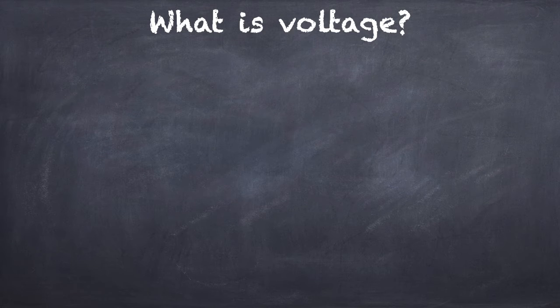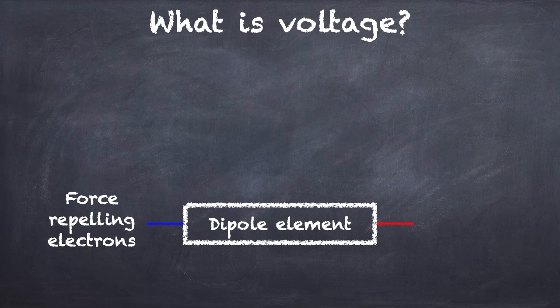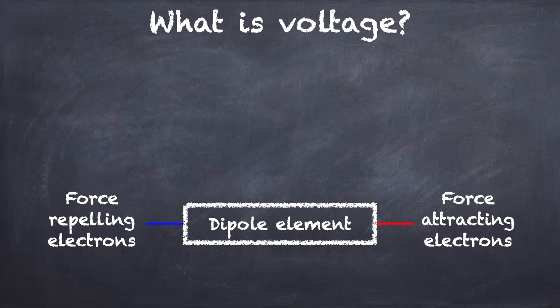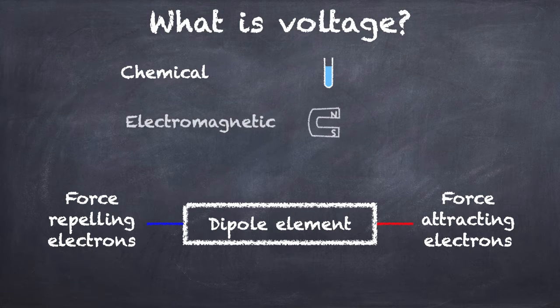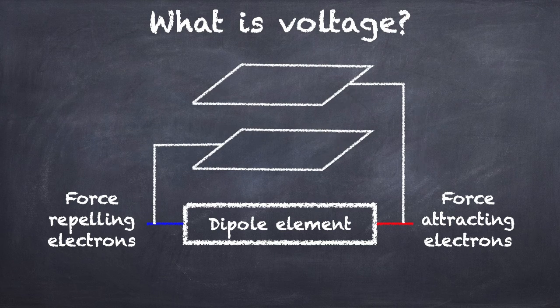To understand what is voltage, let's try to understand how voltage is measured in the first place. To this end, we consider a dipole element of a circuit, basically a part with two ends. We further require that this dipole element is such that at its two ends there are two kinds of forces. On the left end, there is a force repelling electrons, while on the right end there is a force attracting electrons. The nature of these forces can be chemical, electromagnetic, or thermodynamical.